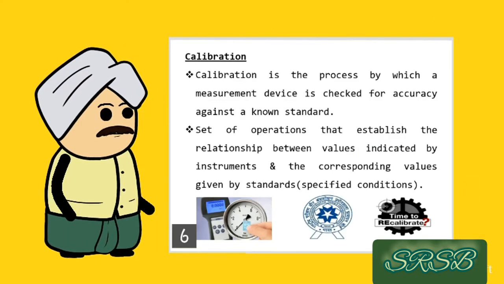Next, we will discuss what is calibration. Calibration is the process by which a measurement device is checked for accuracy against a known standard value. It is a set of operations that establish the relationship between values indicated by instruments and the corresponding values given by standards under specified conditions. So you have to check the instrument under the calibration process, and only then do we get a precise and accurate value of the particular component.